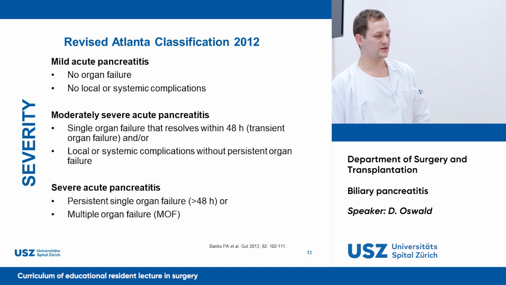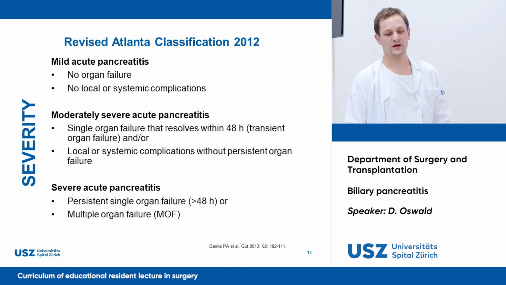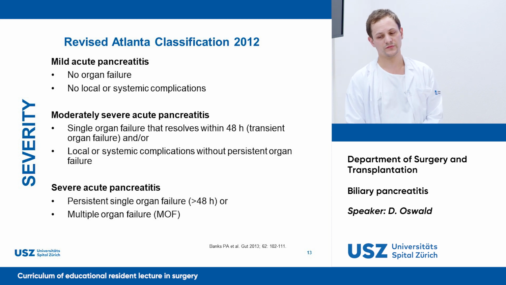Now for severity, I already told you there are 3 degrees. The interstitial or the necrotizing pancreatitis can be divided into these 3 degrees. There's the mild acute pancreatitis. There's no organ failure and no local or systemic complications. There's the moderately severe acute pancreatitis, which is defined as a single organ failure that resolves within 48 hours and/or a local or systemic complication without persistent organ failure. And there's the severe acute pancreatitis with a persistent single organ failure lasting longer than 48 hours or a multiple organ failure.